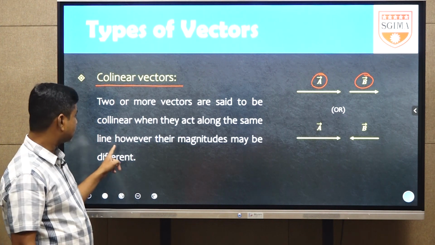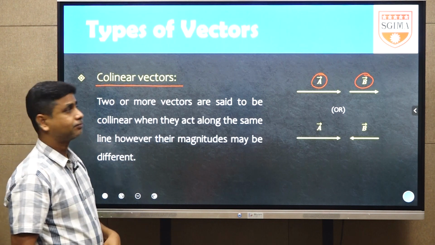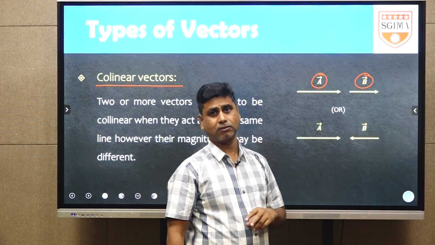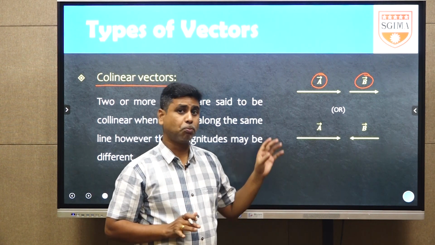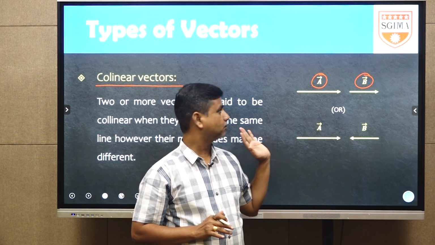When they act along the same line, their magnitudes may be different, or their magnitudes may be equal. Whatever their magnitudes may be, magnitude is not important. What matters is whether both vectors are in the same line or not. That is what we always need to check.